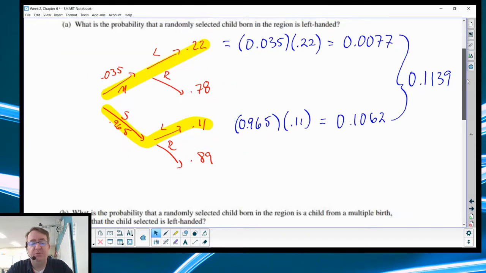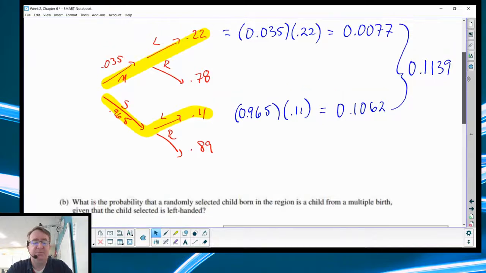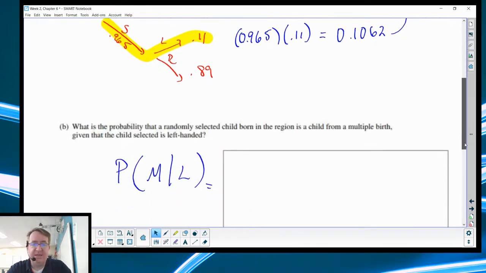So if we go down to part B, what's the probability that a randomly selected child born in the region is a child from a multiple birth, given that the child is left-handed? So you know that the kid who's chosen was left-handed. What's the probability that they were from a multiple birth? The setup for that one, remember, is this. Now the given focuses in on what we're talking about. What's the probability that they're a multiple birth if they're given left-handed?